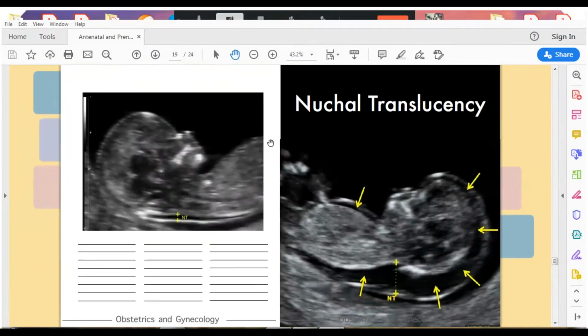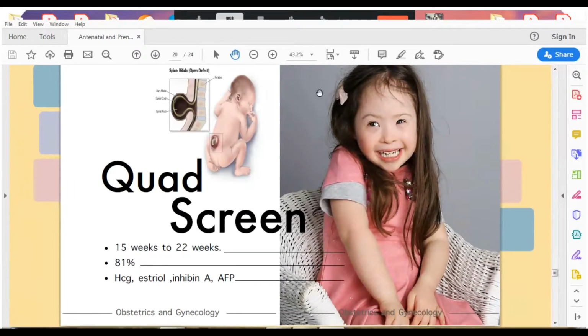Let's continue. This is the nuchal translucency test. Now the quad screening, which we have been talking about before, right? The quad screening test is usually done at the 15th week to the 22nd week. Its sensitivity is a bit lower than the other 2 tests, which is 81%. This one checks for 4 hormones: HCG level of the mom, the estriol, inhibin A, and alpha fetoprotein. Considering these 4 hormones and the ethnicity of the mom, the age of the mom, if she's over 35, considering all of these factors, it will give you a final probability that your kid might suffer from an aneuploidy. Now, alpha fetoprotein, let's focus on alpha fetoprotein.